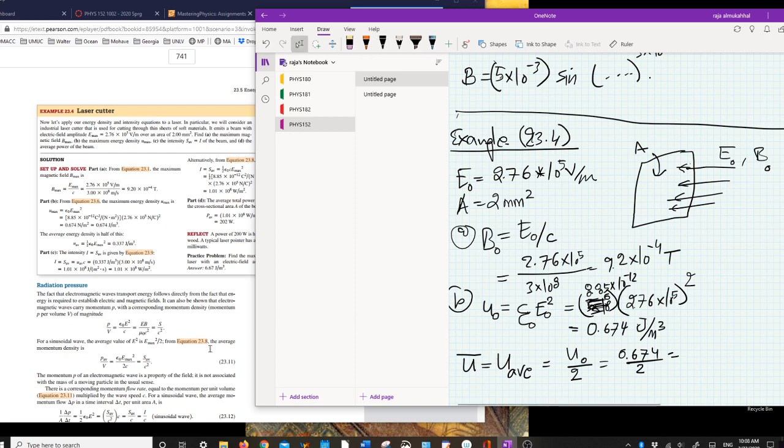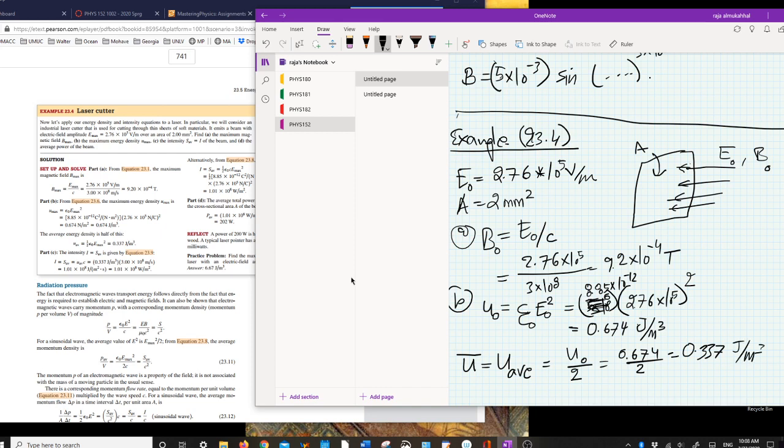Here it is right there. It's epsilon, it's not c. Okay. All right, back to the U average here. So we divide that by 2, and we end up with 0.337 joule per meter cube, same unit.